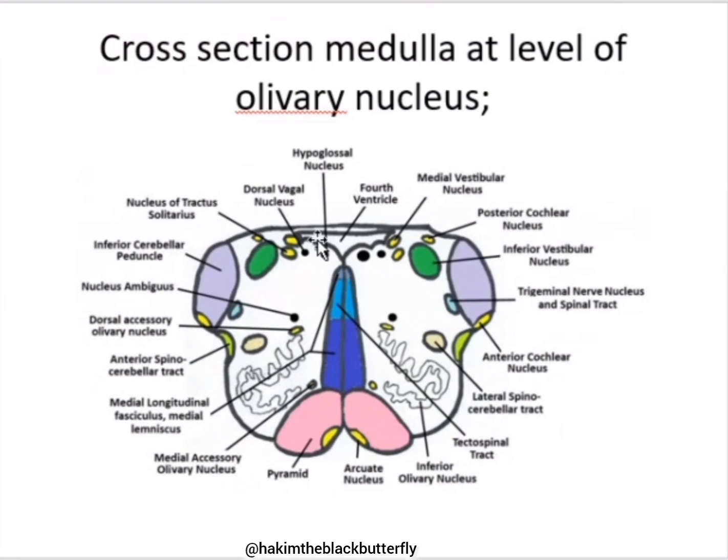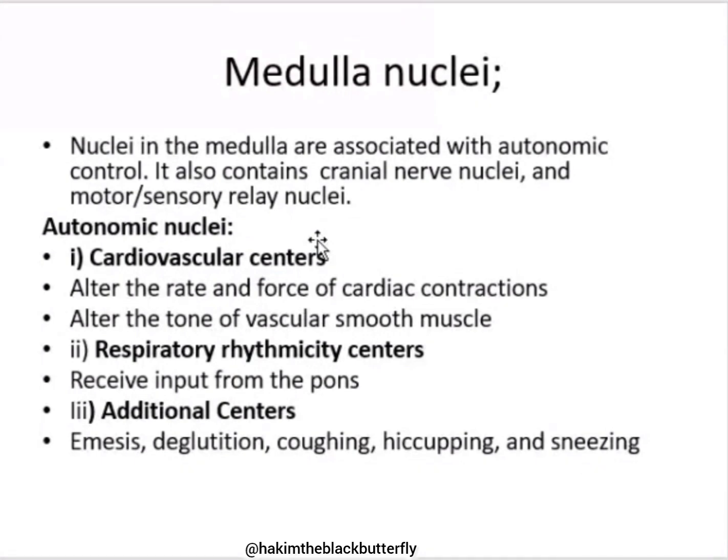So we have looked at the medulla oblongata as the most distal part of the brain stem. We have looked at how it looks externally on the anterior surface. We have looked at the cross-section of the medulla oblongata at the level of the decussation of pyramids, at the level of the decussation of the medial lemniscus, and at the level of the olivary nucleus. Those are the most important levels which show us the structures which are on the inside of the medulla oblongata.